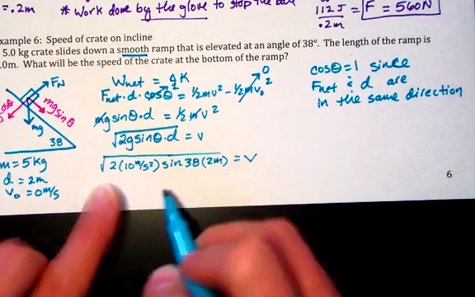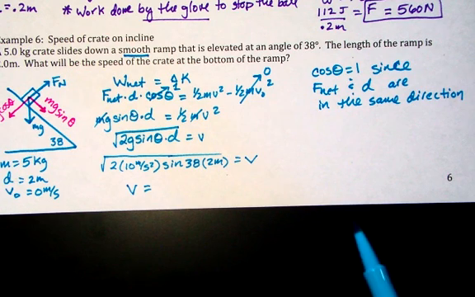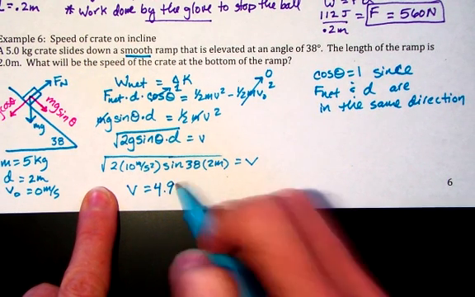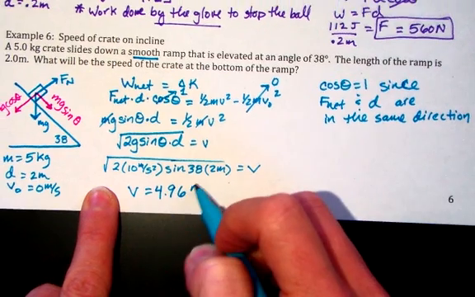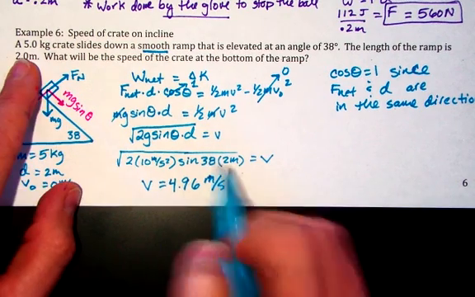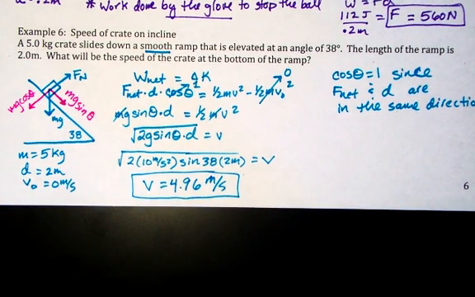And when you plug all that in, what do you get for velocity? 4.96 meters per second. It does just ask for the speed, so we're not going to worry about the direction. So this is the speed of the object down the ramp.